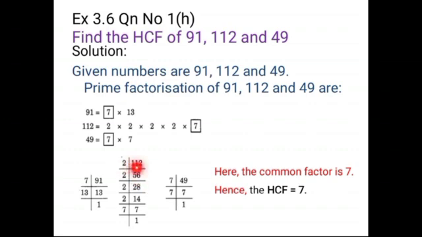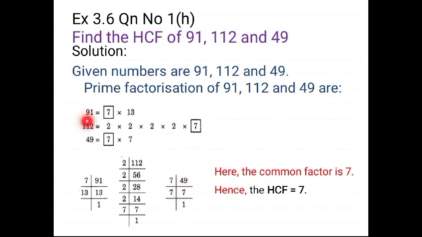5 2s are 10, remainder is 1, 12, 6 2s are 12. 56 is divisible by 2, 2 2s are 4, remainder is 1, 16, 8 2s are 16. 28 is divisible by 2, 1 2 is 2, 4 2s are 8. 14 is divisible by 2, 7 2s are 14, 7 is a prime, so 1 7 is 7. Then 49. 49 is divisible by 7. 7 7s are 49. 1 7 is 7.